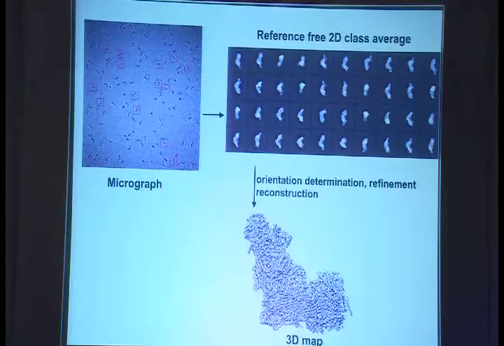So when I mean 3D refinement, you start with a micrograph. Here is a micrograph of complex 1, which is a membrane protein complex. And then you get reference-free 2D class averages, which show different views. And then the next step, where you determine the orientation of each of these particles, you refine in steps so that they get better. And then you reconstruct it, then you get a 3D map. So this is a very critical step and determines whether you will get a high resolution or a low resolution or you get just a blob.